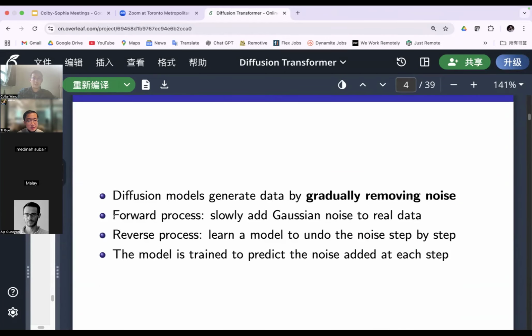So diffusion models are actually very simple. We have a forward process which basically adds noise to real data. You can think of it as having a clean image and then we corrupt it until it has no information left. The reverse process simply learns to undo the noise, step by step, until we get to the clean image. Typically the model is trained to predict how much noise is added at each step. At inference time, we start with some form of Gaussian noise, and gradually, step by step, we move towards the clean image. So diffusion models generate data by gradually removing noise.